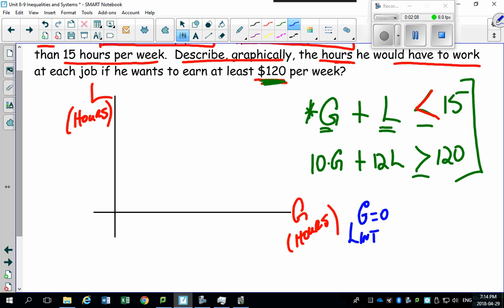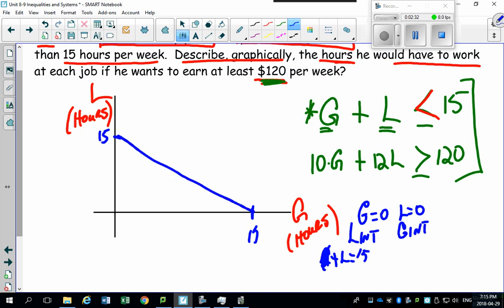So G equals 0 in this one. Look, G plus L equals 15. So G equals 0, L is 15. Okay, there's 15 right here. There is G then. The G intercept is when L equals 0. So if L equals 0, G's gone. Guess what? It's 15. There's 15. So there's our line from here to here. And we don't go into the other quadrants because, again, ours can only be positive.